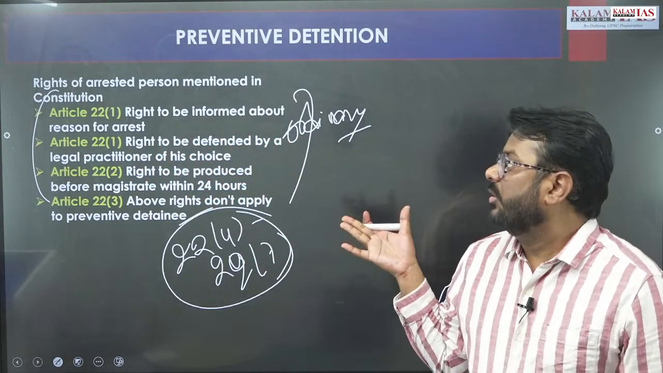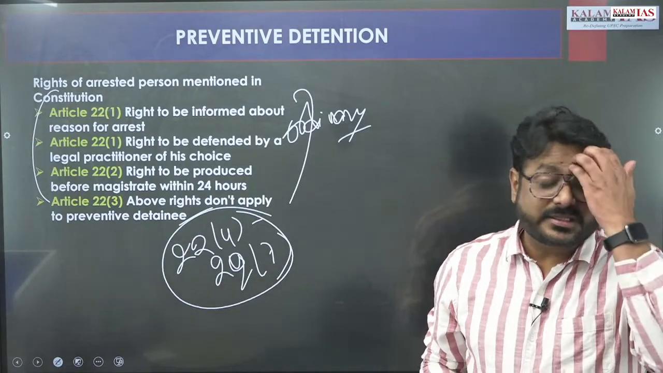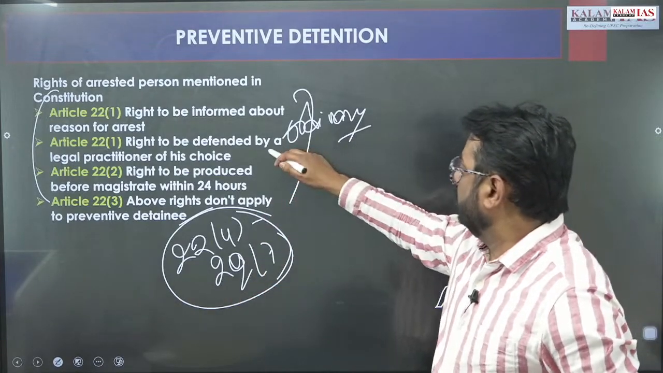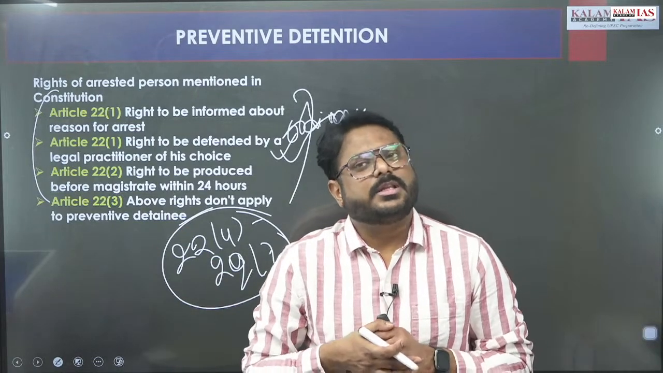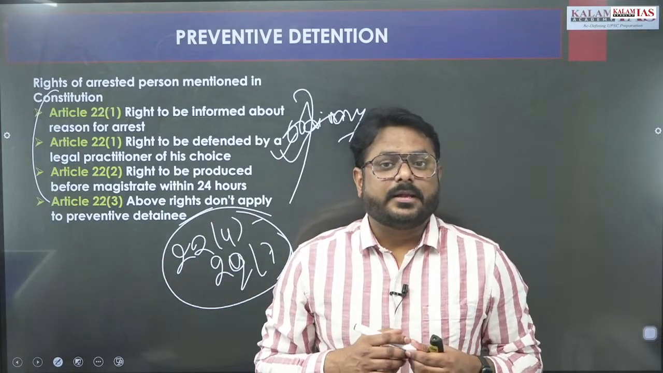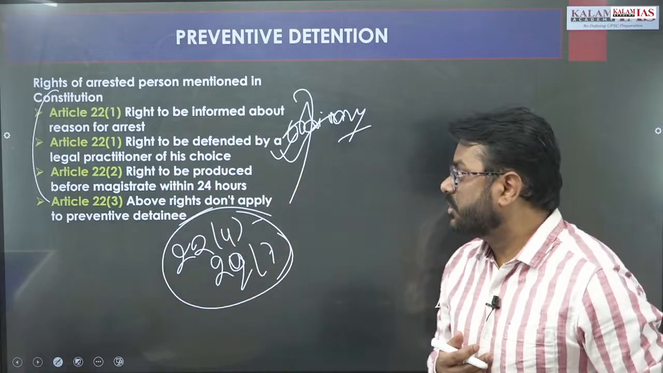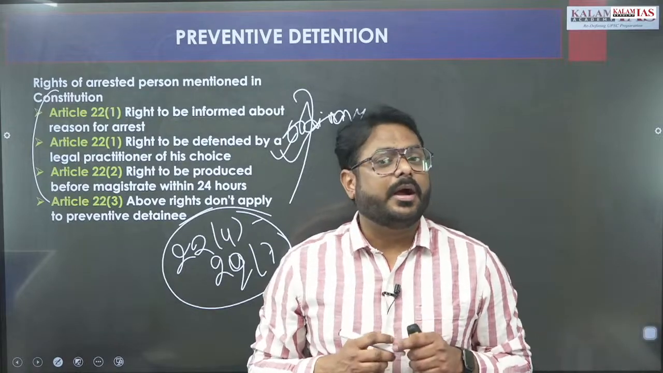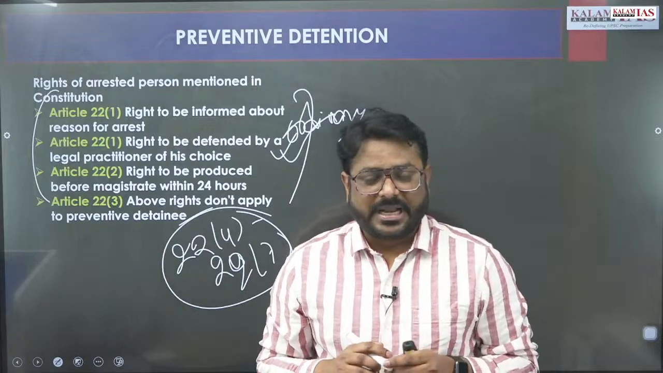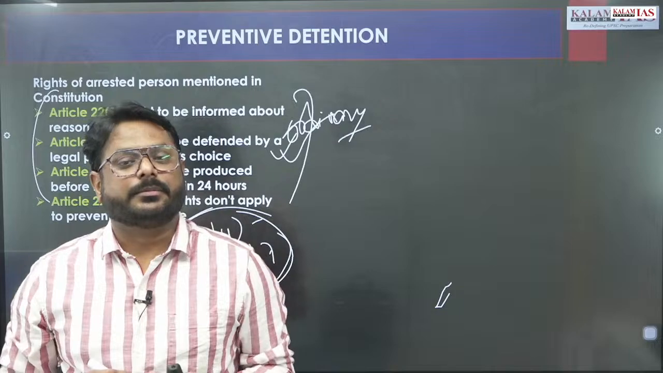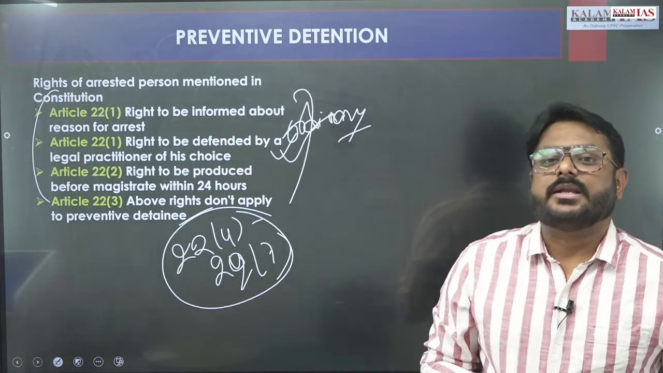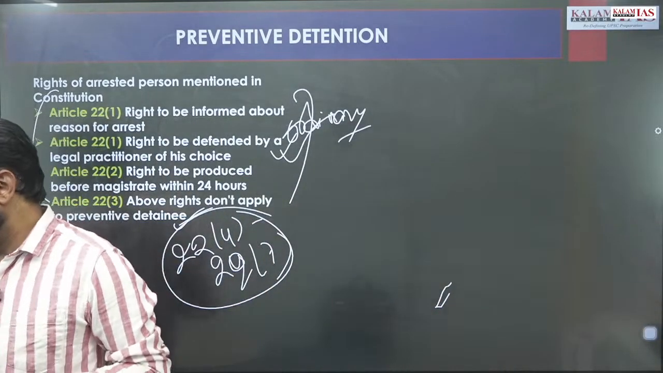Under Article 22 for the ordinary law, the person has the right to be informed about their arrest. Then the person has the right to be defended by a legal practitioner of his choice. Obviously, as the person is detained, they cannot go to the legal practitioners, so legal practitioners can be hired for that person, who will be presenting his case in front of the judge. Then there is a right to be produced before the magistrate within 24 hours. If any person is being detained, then that person must be produced before the magistrate within 24 hours, right. And in this 24 hours, travelling time is not included, that is excluded. Article 22(3) talks about how the above rights do not apply to a preventive detainee, right.